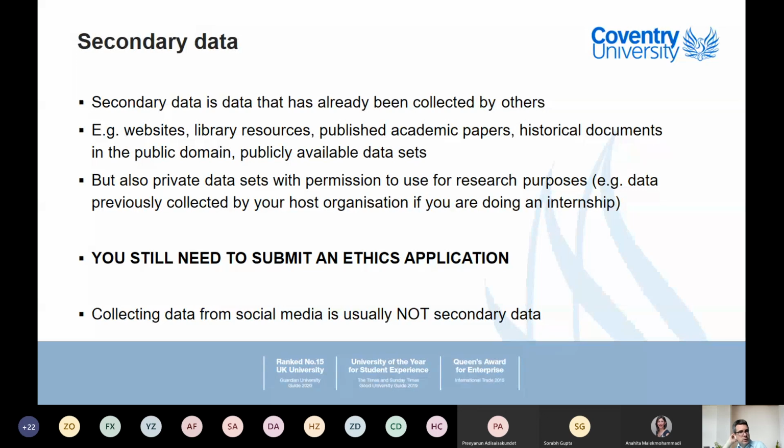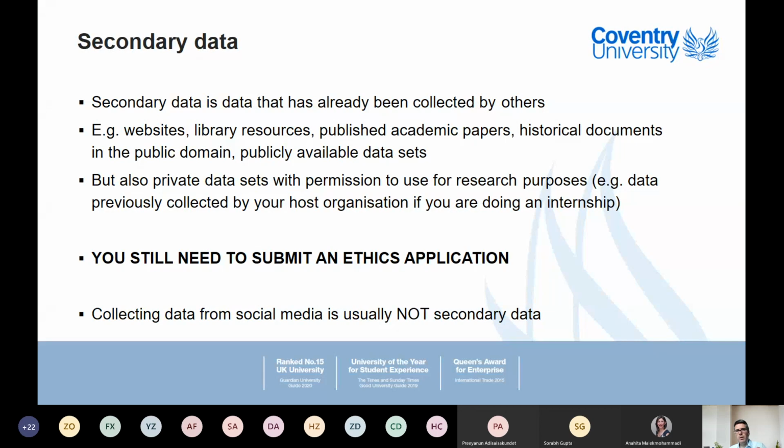Potentially, you will also have some private data sets. And I guess the most typical example of that would be if you are doing an internship, and to conduct your internship, you are going to use data which has been collected over the years or very recently by your organization, okay? This is data which is already there, so it's secondary, but for which you need an authorization because it's not in the public domain, okay? So in that case, you will need a letter from the organization allowing you to use the data for research purposes.